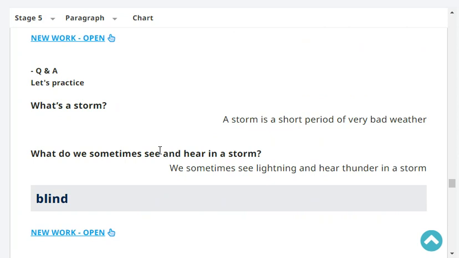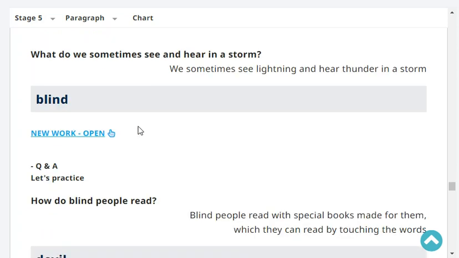What's a storm? A storm is a short period of very bad weather. What do we sometimes see and hear in a storm? We sometimes see lightning and hear thunder in a storm. Very good.